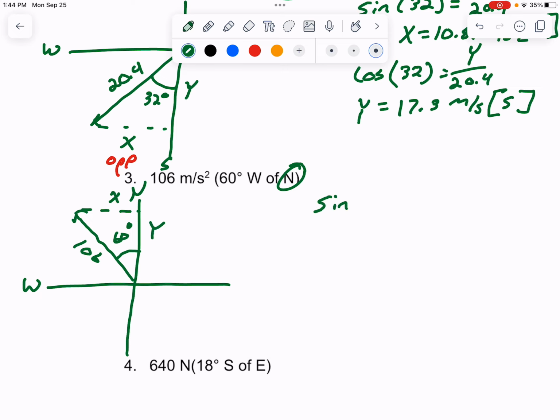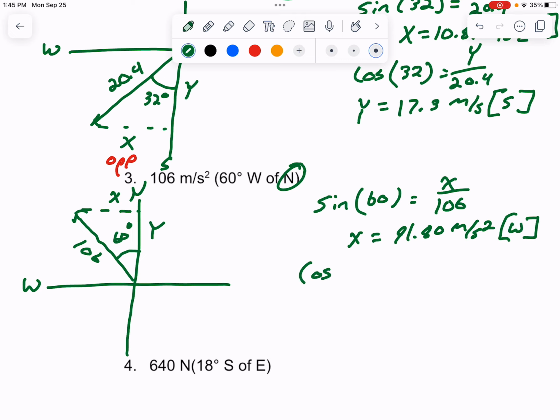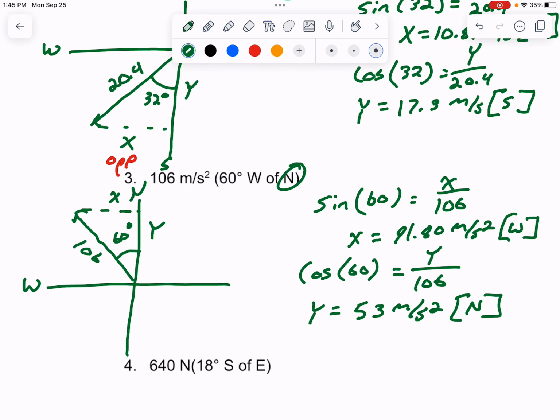So sine is going to help me find my opposite. In this case, it's my x again. So sine of 60 equals x over my hypotenuse, which is 106. Multiply both sides by 106, and you should get an x value of 91.80 meters per second squared, and that is going west. Now cosine is going to help me find my adjacent, so cosine of 60 is going to help me find my y this time, over 106. Multiply both sides by 106, and your y should come out to be 53 meters per second squared, and that is going north.